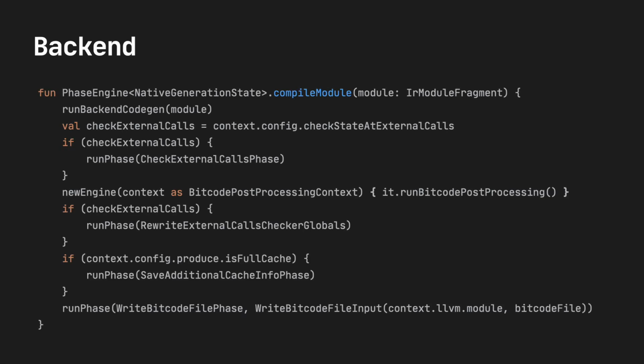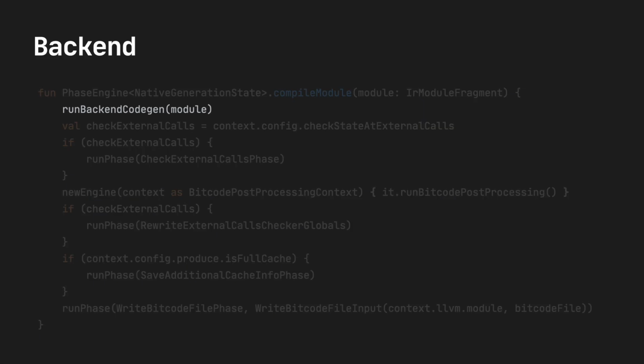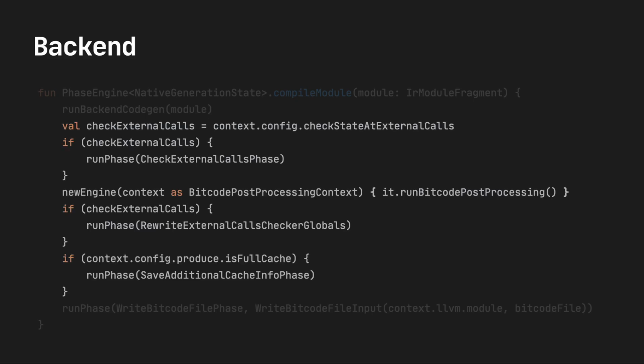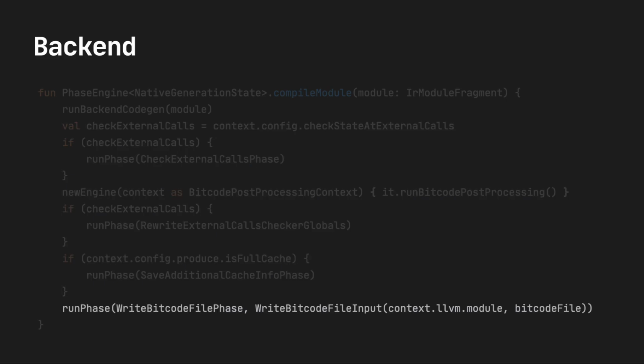And in order to do this, what it does is that it uses this method. So this is an API, an extension on the phase engine, and it has 3 different stages. The first one is to run the backend code gen. And the next step that it does is that it executes some optimizations. You could see right there a method called run bitcode post-processing, where it does some further lowering. And the last step there is to be able to create that bitcode file.